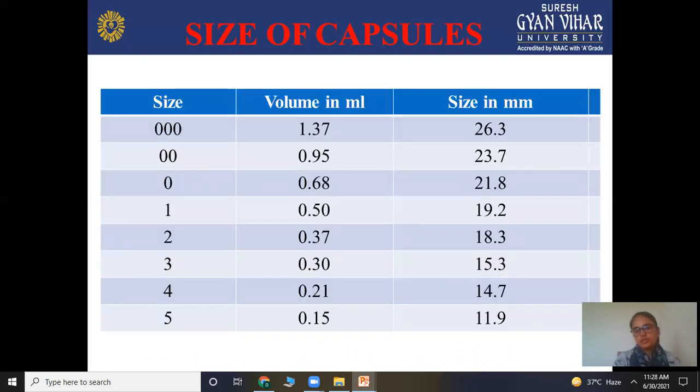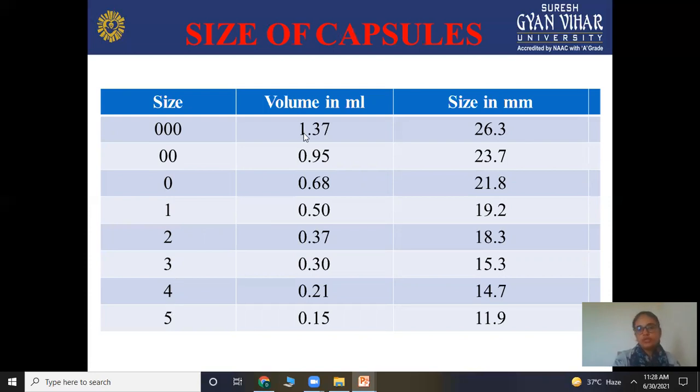This capsule is available in different sizes. Hard gelatin capsules have different sizes according to their name or their size. In this, these are the types of capsule. Eight types of capsule are available. A hard gelatin capsule is majorly available in 8 types. These are 000, 00, then 0, 1, 2, 3, 4, 5.